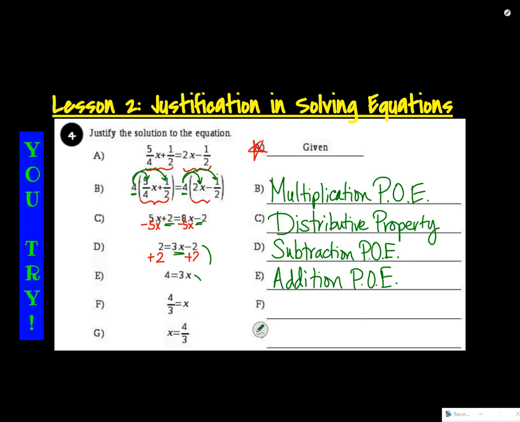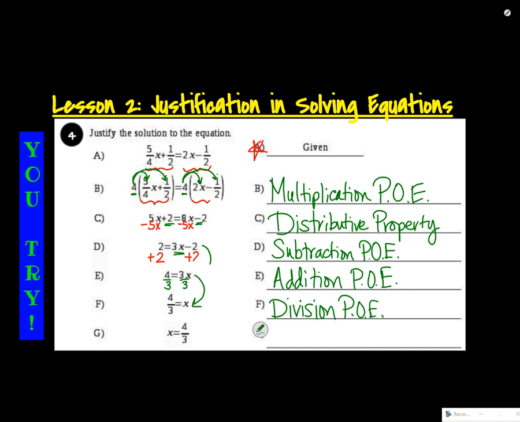Okay, we're going from here to here, E to F. So it looks like my x is by itself. Looks like I divided both sides by 3. So that's the division property of equality.